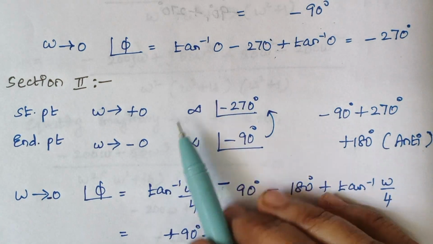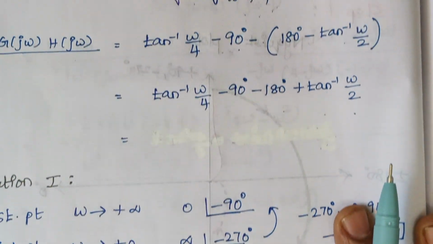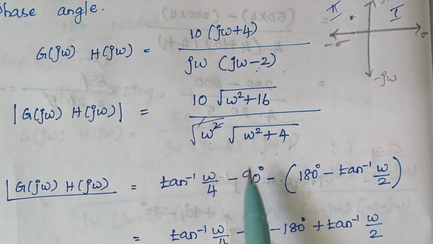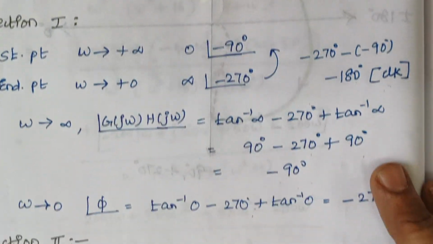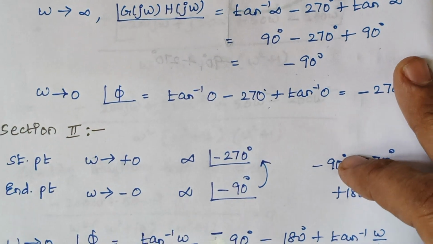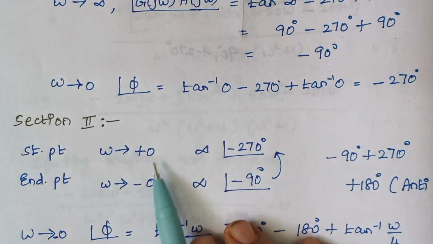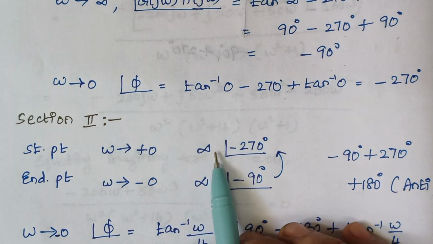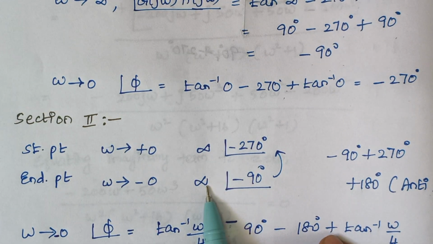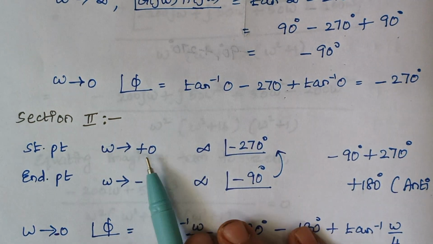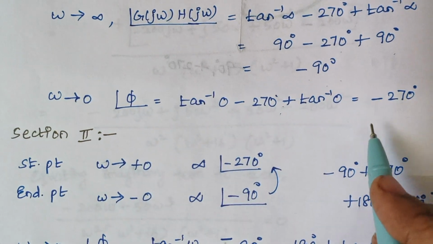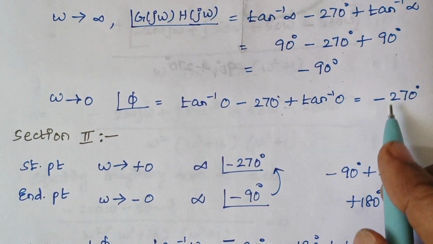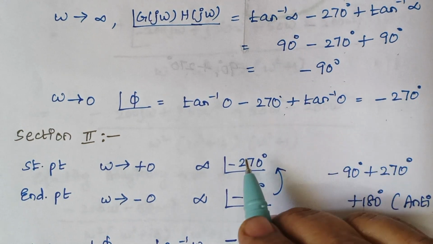Again we are going to substitute these two values here. So when you consider the magnitude expression, anything divided by 0 is infinity. Since here both the terms are zeros, one is plus and another one is minus, the magnitude is infinity. And now we are going to substitute omega as plus 0. So when you substitute omega as plus 0, the answer is minus 270 degrees. Just now we had seen, right? So write the values here.